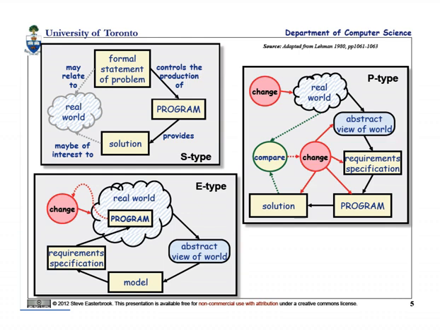These diagrams illustrate the loops of change for these types. In S-type, you have a formal statement that leads to a program. In P-type, you have an abstract view of the world that leads to a specification. But the real world can change, forcing you to compare the solution and restart the loop. In E-type, the program is inside the real-world cloud. Any change in the world forces a change in the program, and importantly, the program itself changes the world, creating a continuous feedback loop of requirements.